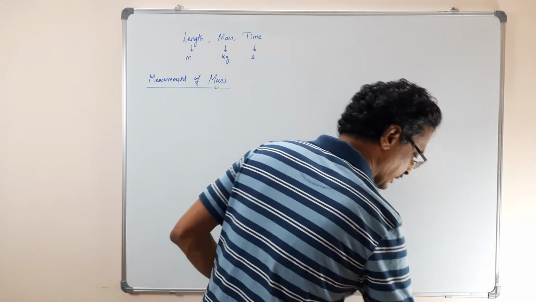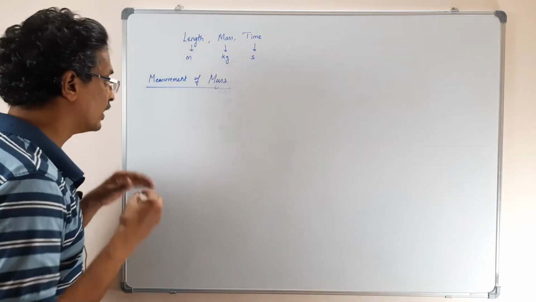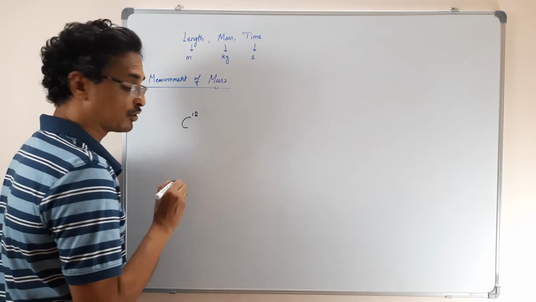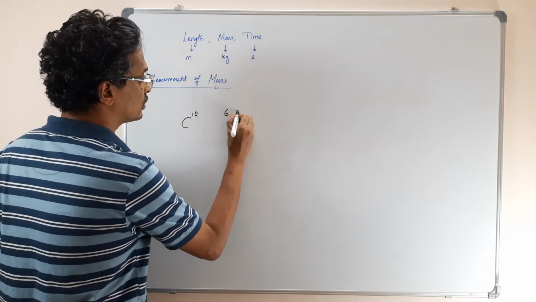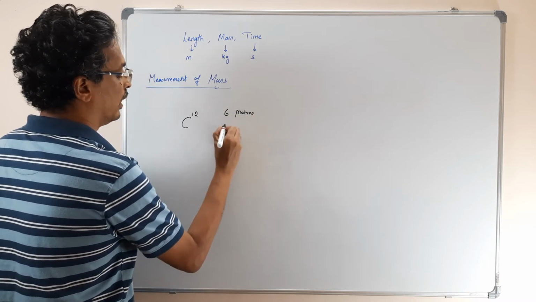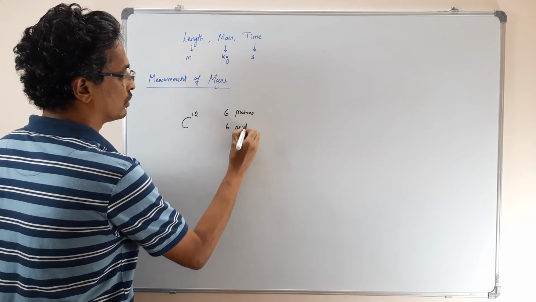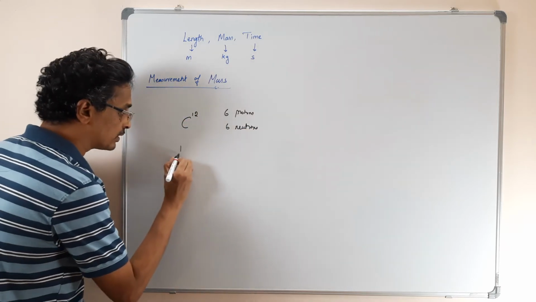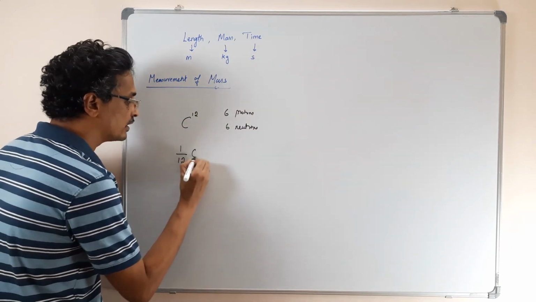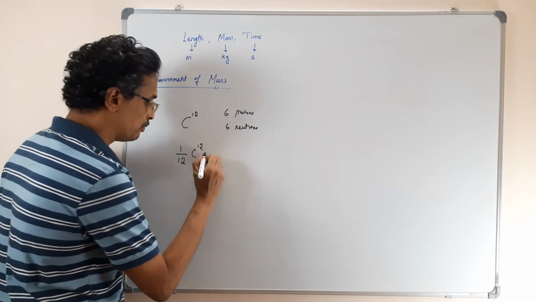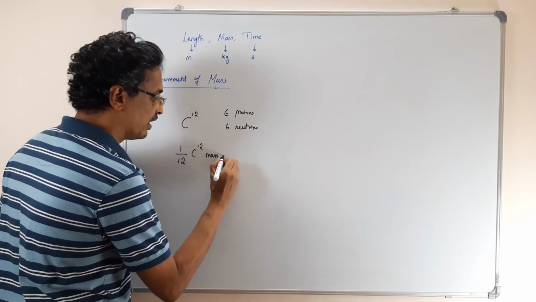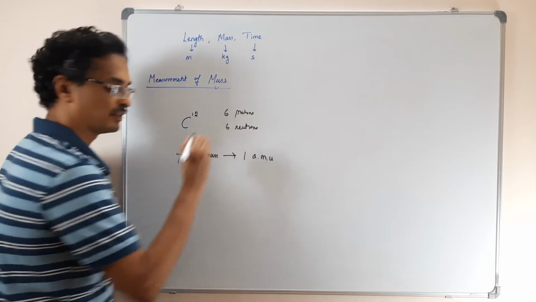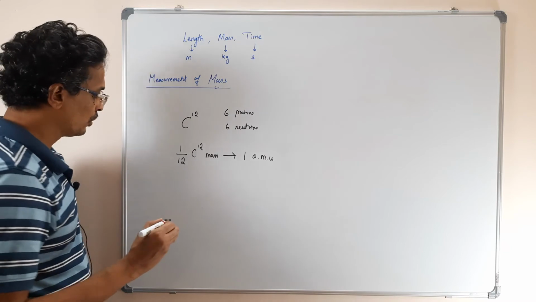What they say is an abundant isotope on Earth, that is your C12, carbon 12. It is a carbon 12 isotope. It has 6 protons and 6 neutrons. What they say is 1/12 of the C12 mass. This is called 1 atomic mass unit. Okay, 1 atomic mass unit.